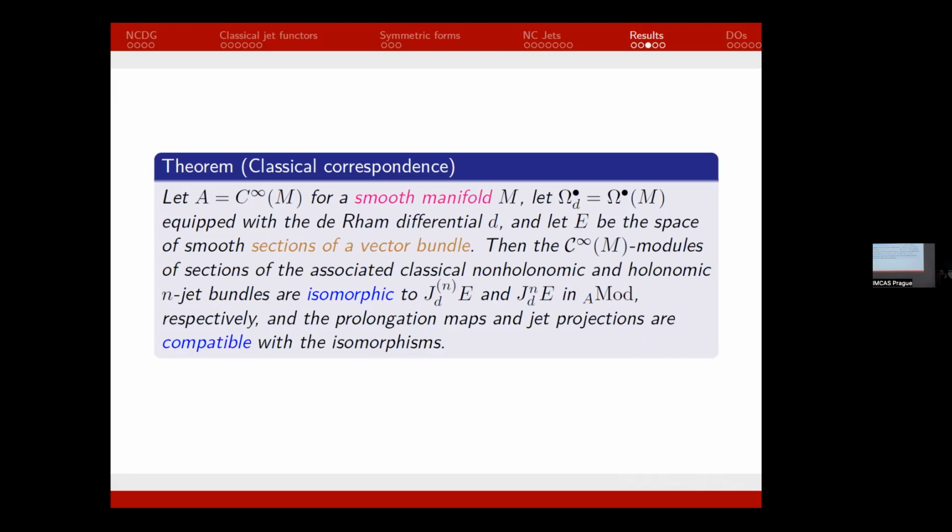Second result, it does generalize the classical case. So if instead of A, we take C infinity of M, and instead of omega D, we take the de Rham complex, and then if we take a vector bundle E, the E jet, so the sections of the jet bundle, will correspond to our notion of jet module. So it's compatible with the classical case, and same with projection, prolongation, and so on.